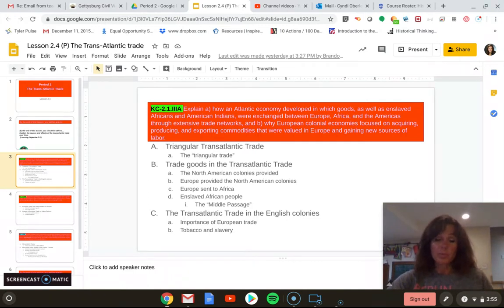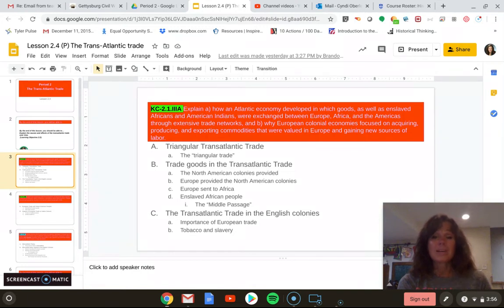What did Europe provide? Europe provided finished products, textiles, furniture. The trees that were hewn in New England would be sent back to England itself, fashioned into furniture, and then sent back to the New World. Glass would be another item. Books would be yet another item. So Europe provides finished manufactured goods.